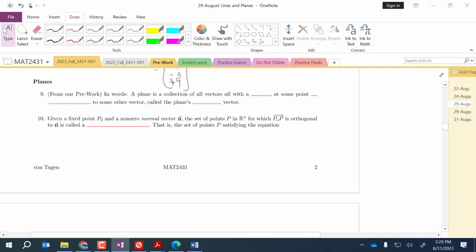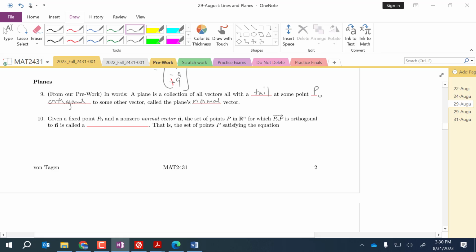From our pre-work two nights ago, a plane is a collection of all vectors with a tail at some point P naught. What word goes here? Orthogonal. Yes, orthogonal to some other vector called the plane's what? Normal vector. Normal vector. Okay.